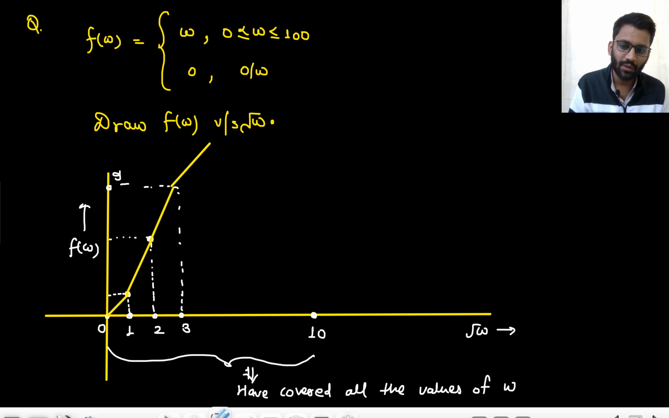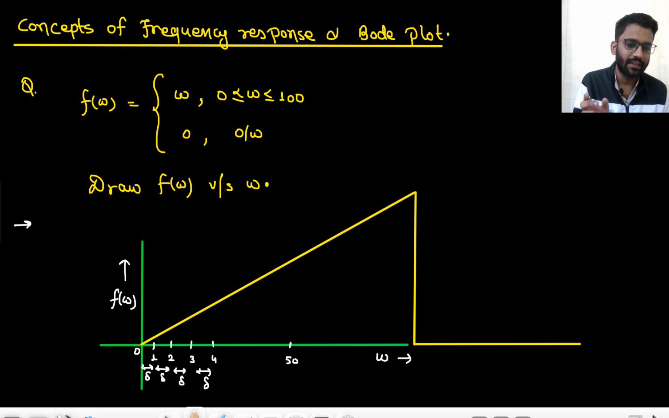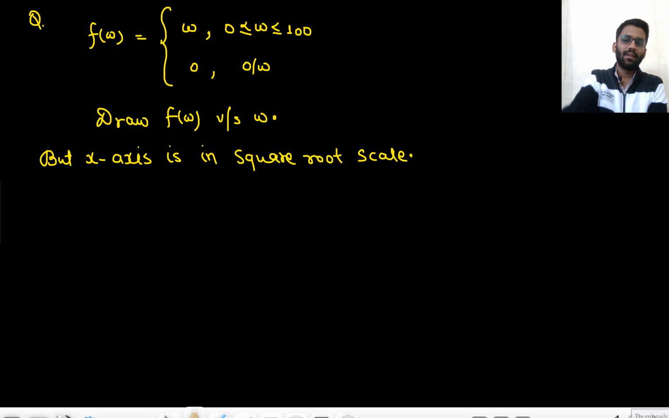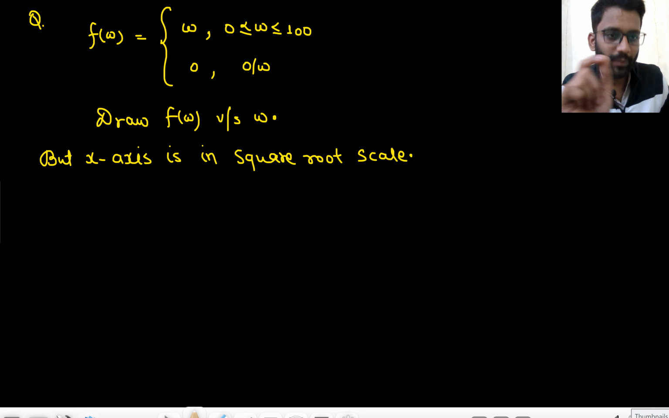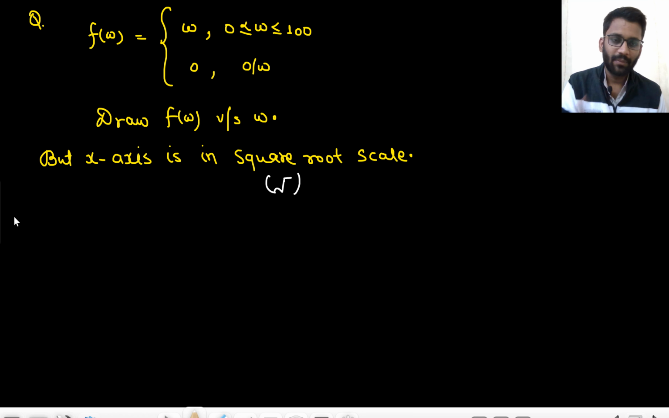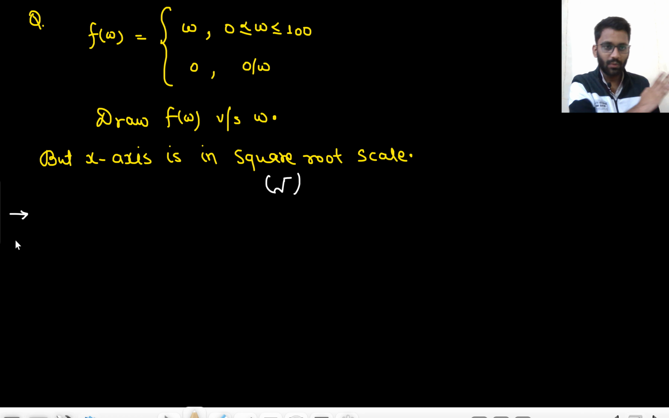And from here, we could reduce the graph to 10 points only. Here, that was 100 points, and now the graph is reduced to 10 points only. And even in the y-axis as well, the graph is reduced, right? Now, see this question. Now you are drawing f of omega versus omega only, but your x-axis is in square root scale. Okay, square root scale. So take your complete attention here. Your x-axis is in square root scale.